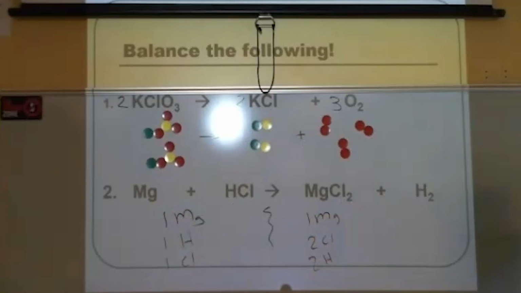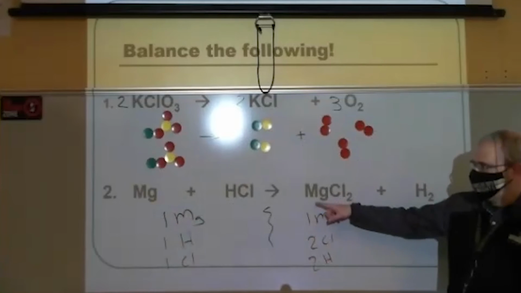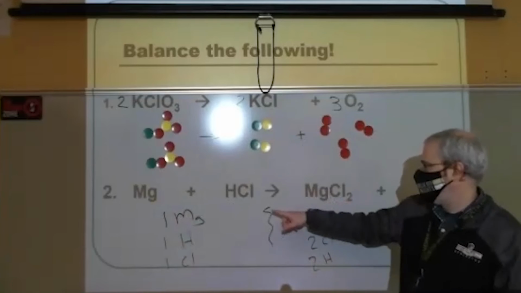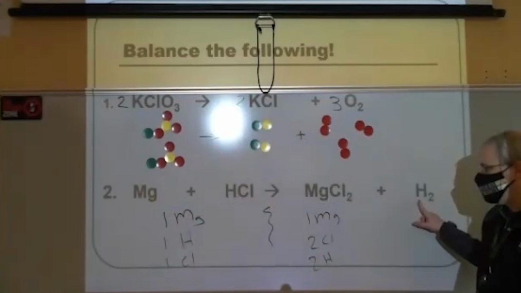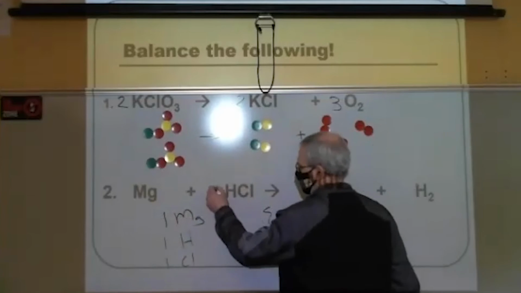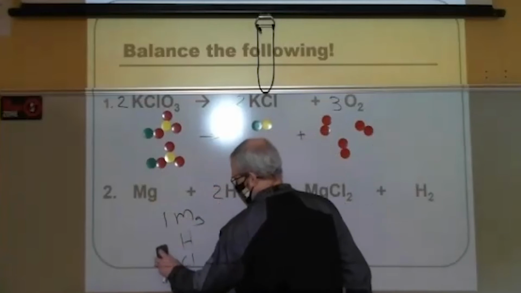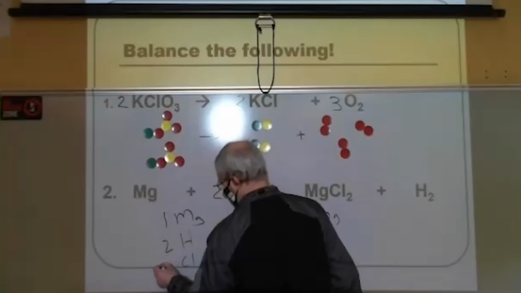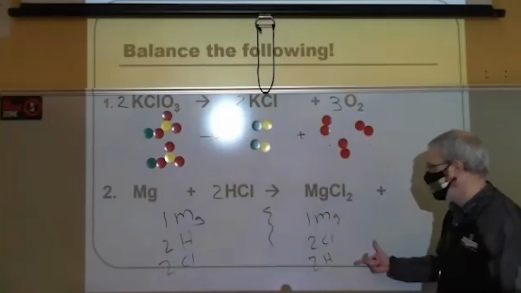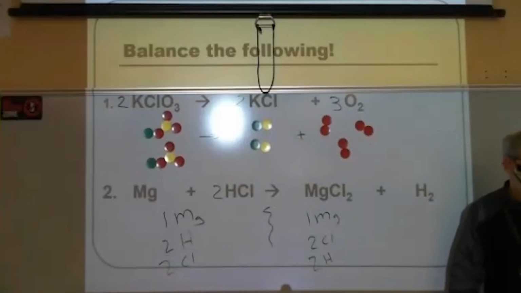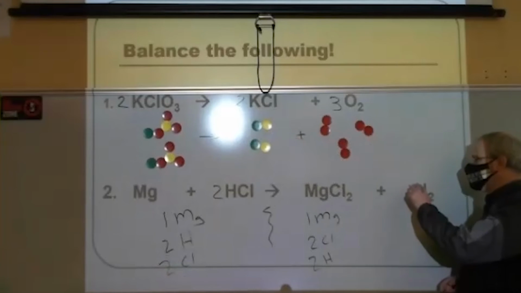Okay? In this case, my magnesiums look like they're okay, but I have 1 hydrogen and 2 hydrogens. If I double this, that changes my numbers here, right? And now they match. That's easy. Okay, so now you have a balanced equation.